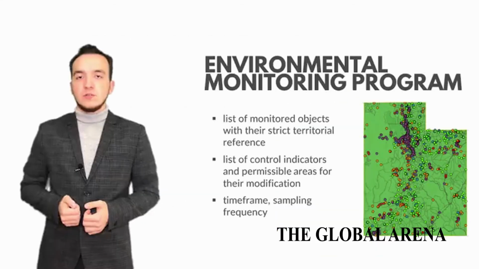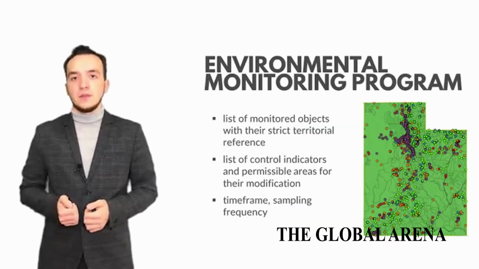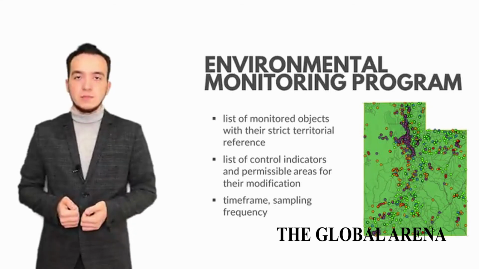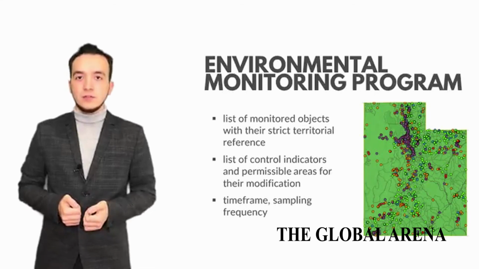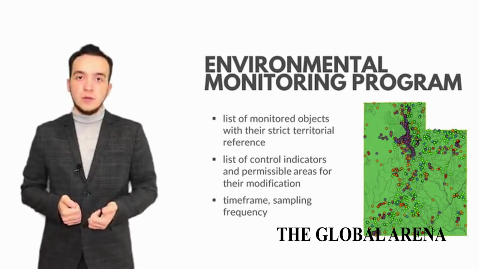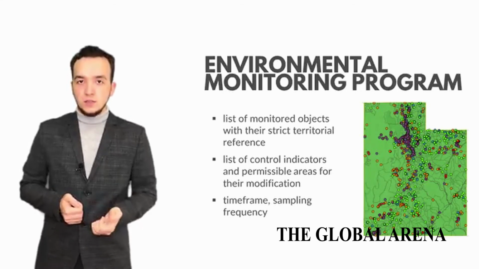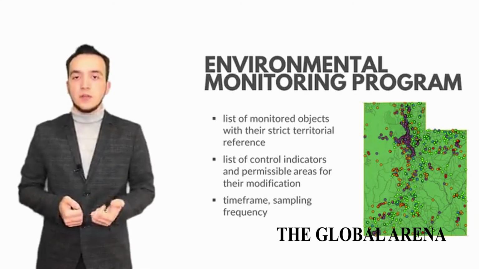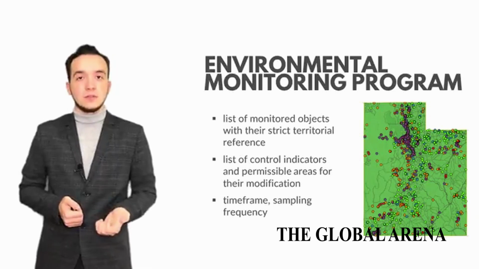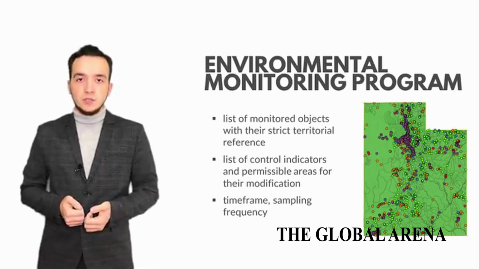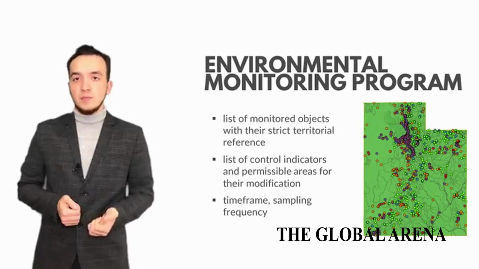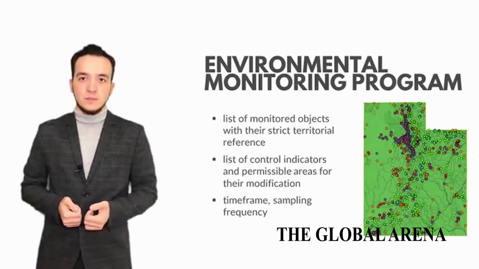The key elements of environmental monitoring programs are list of monitored objects with a strict territorial reference, list of control indicators and permissible areas for their modification, time frame and sampling frequency. In addition, the monitoring program should include schemes, maps, tables with location, date, and methods of sampling. Observations should be systematic, indicators should be measured using the same methods at different observation points.